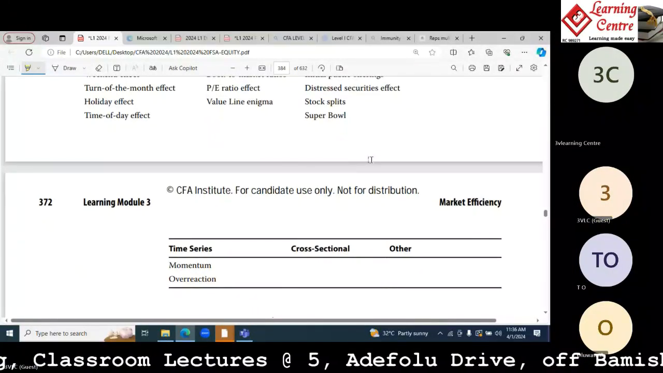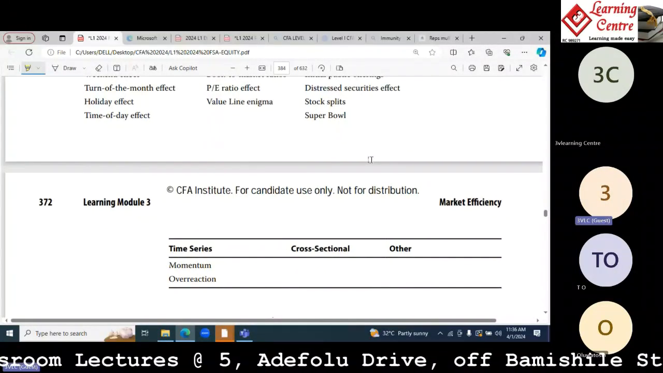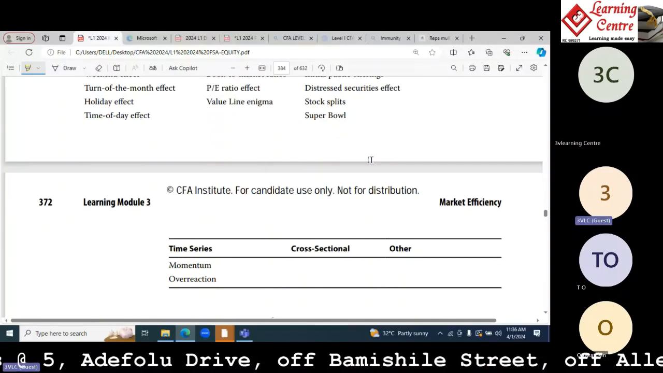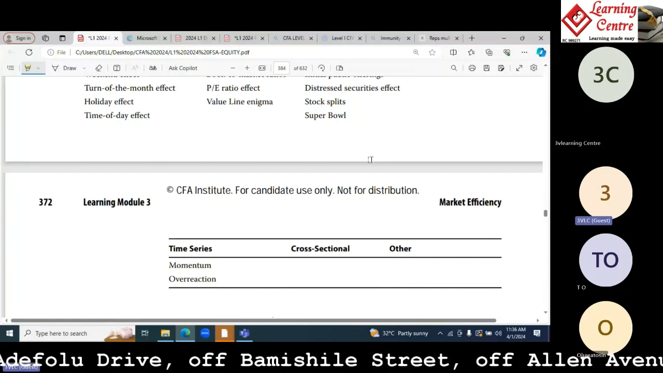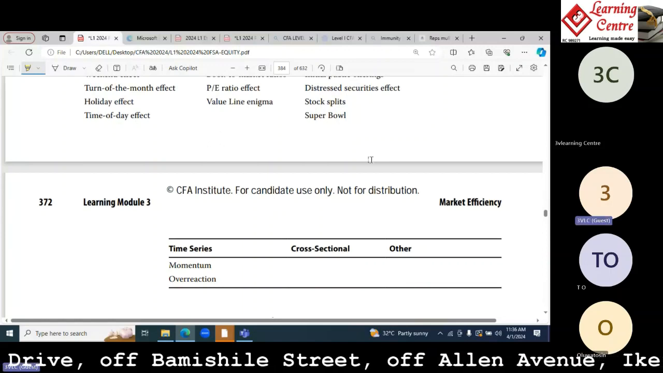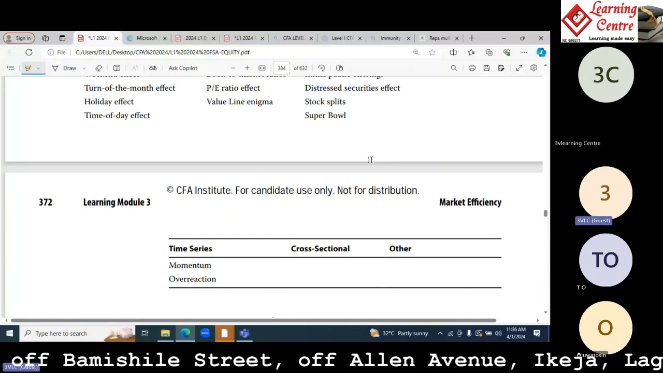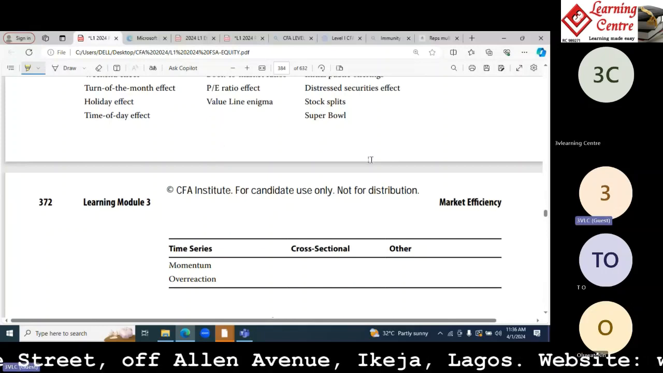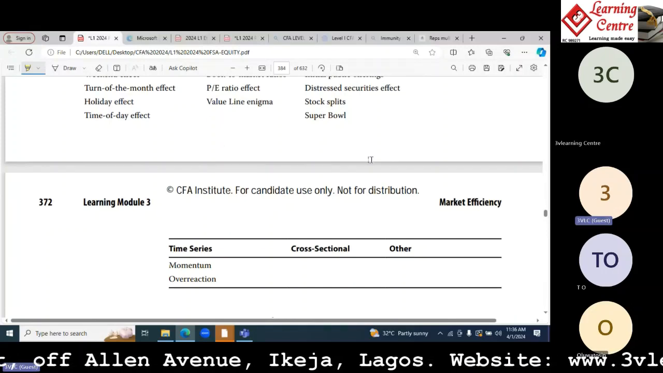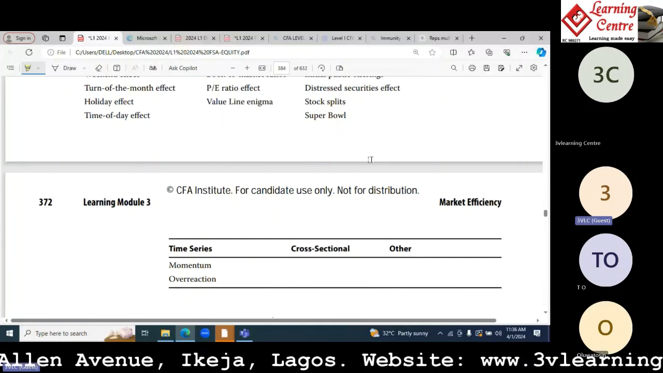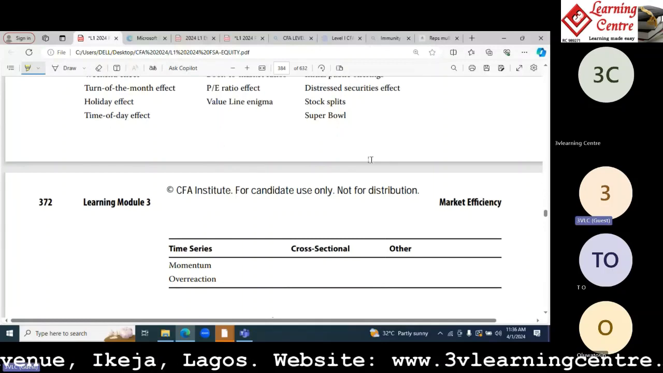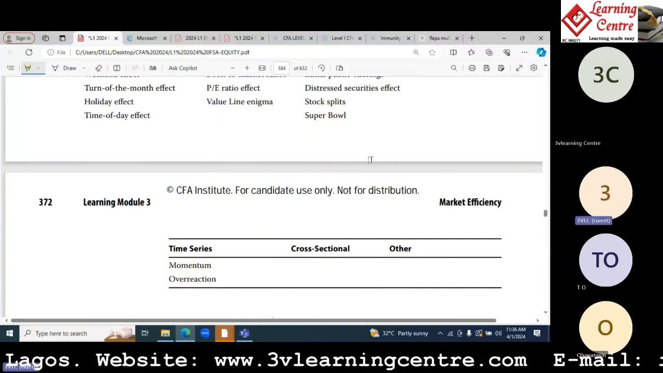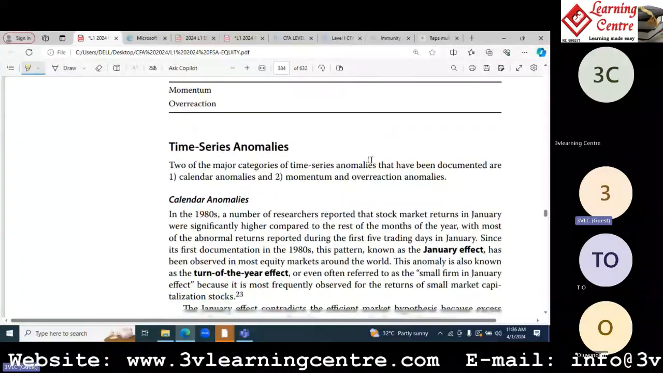Then momentum. Momentum is related to the direction of the market. We have seen that most times stocks that are in the positive will continue to be in the positive, and stocks that are in the negative will continue to be in the negative. We've seen that happen over time. Then overreaction. This cannot be overemphasized. There is also evidence that market participants overreact to information in the market.